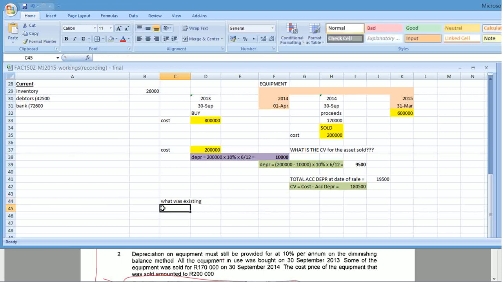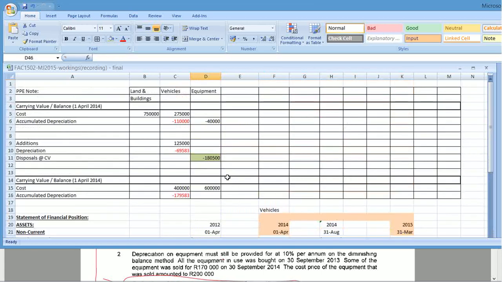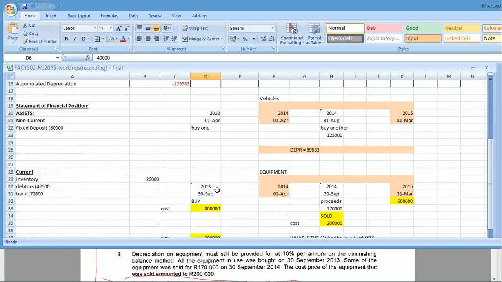Okay, so in other words, existing cost, accumulated depreciation. The cost would have been the 8 minus the 2. That would have been what you still have. Okay, and what I still have would have been depreciated for the full year. They told me what accumulated depreciation was at the beginning of the year. Here it is, 40,000. Okay, that was at the beginning of the year.